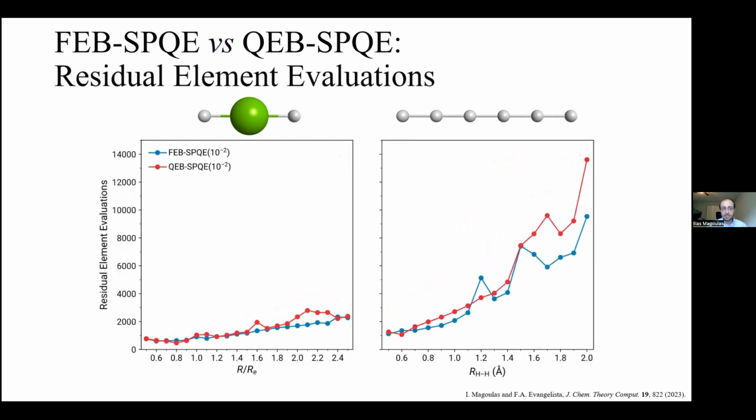The last thing we looked at is how many residual element evaluations we have to do for these methods. Because the qubit SPQE has more operators in the ansatz, it typically requires more residual element evaluations. So again, the fermionic approach wins.